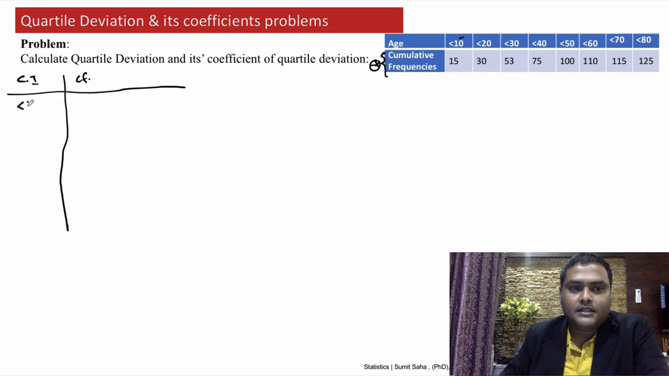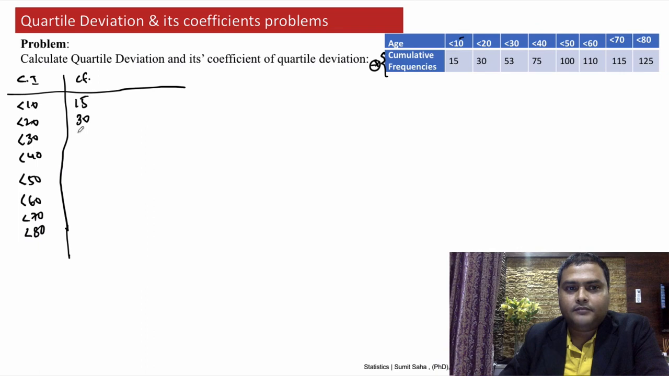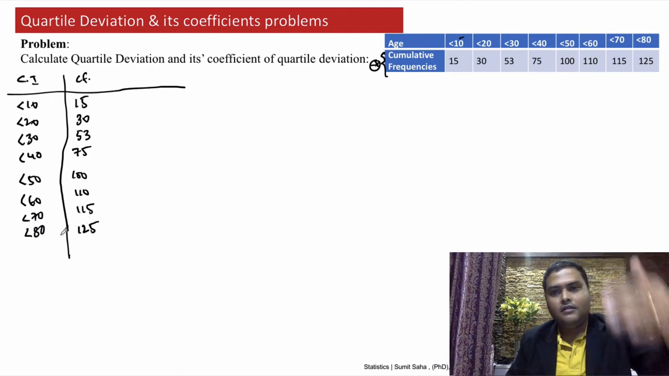Let me write this first. Less than 10, less than 20, less than 30, less than 40, less than 50, less than 60, less than 70, and less than 80. And the cumulative frequencies given are 15, 30, 53, 75, 100, 110, 115, and 125. So if you see, it is continuously increasing.